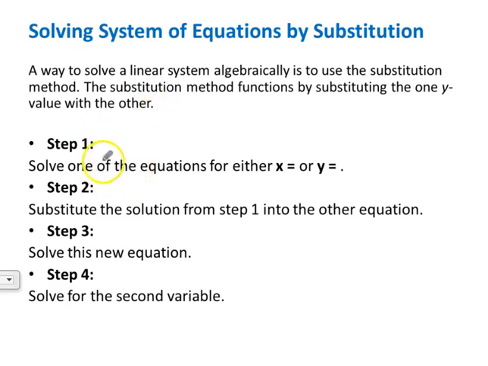Here are the steps. So step 1, we're going to choose one of the equations and solve for either variable, either x equals or y equals. And usually there's an easier way to solve for one of our variables. So we choose which equation is easier for us to solve for either y equals or x equals. Then once we've got y equals or x equals, we're going to substitute that solution from step 1 into the other equation. And then we'll solve the new equation, and then we'll solve for the second variable. I know, this is very abstract. So let's look at an example and apply these steps.